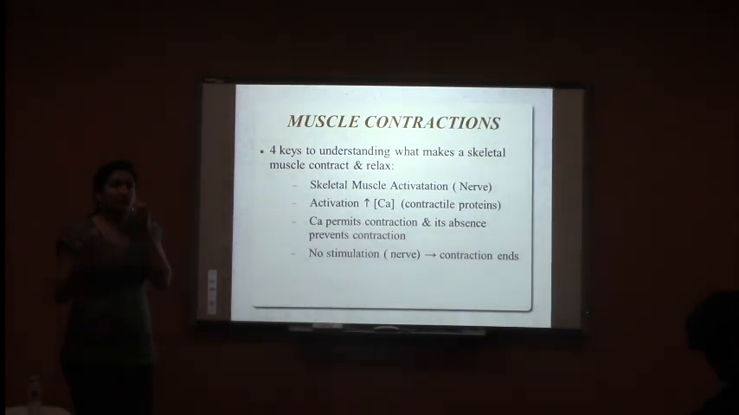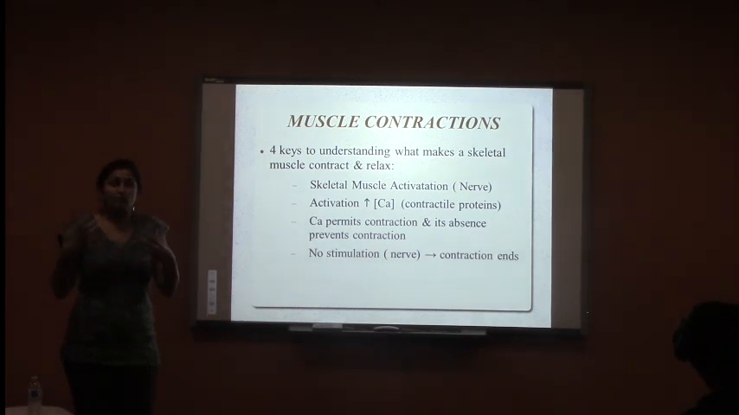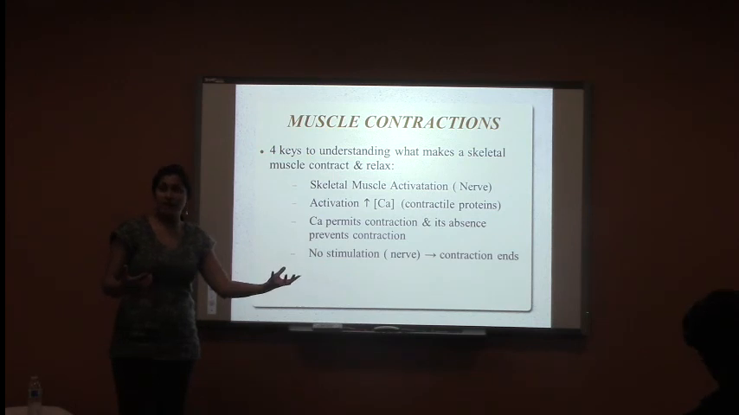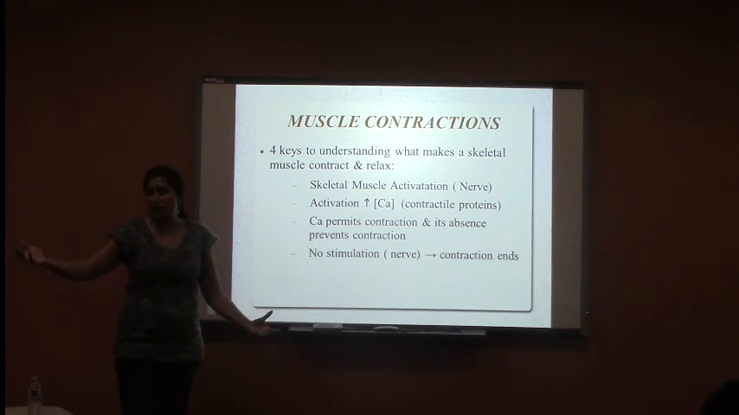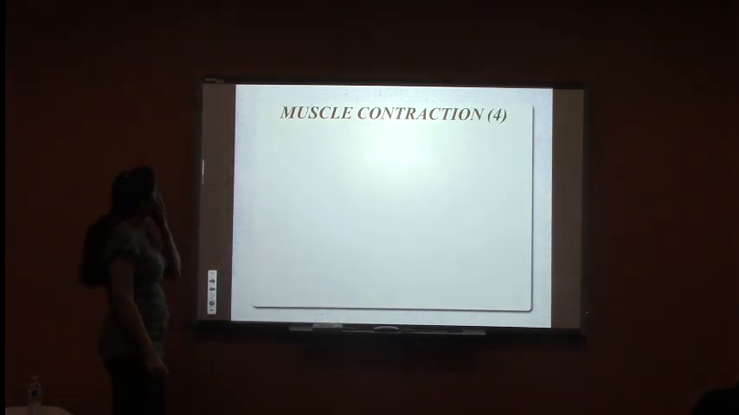Somebody asked me, if you don't have calcium, you have relaxation? Yes, but why is there no calcium? Because if you have stimulation by a nerve, you have calcium. If the nerve is no longer stimulating, there's no more calcium, and you have relaxation. Relaxation occurs because the nerve is no longer stimulating the muscle cell, and in turn there's no calcium. Does that make sense?